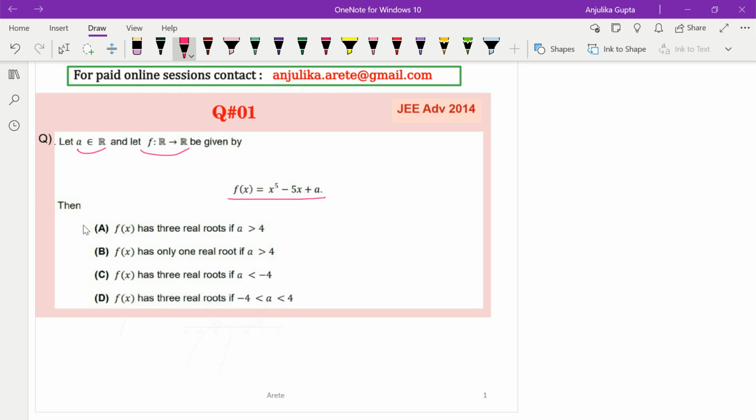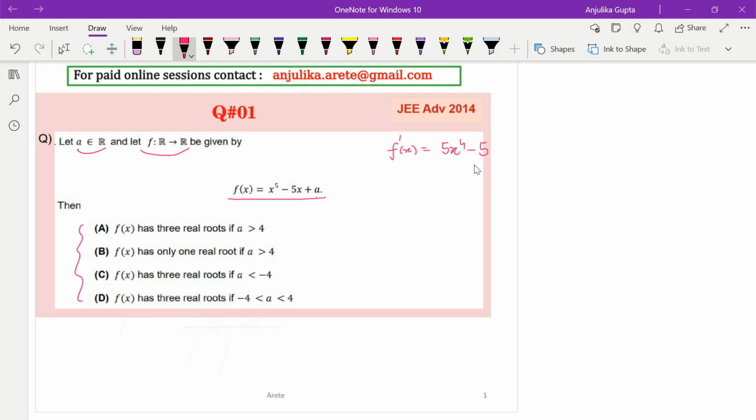And what are the options looking for? How many real roots they have, and how do they depend on the value of a? Because it is a fifth degree polynomial, and we don't know a, it is difficult to see how it will look. So the very first thing we are going to do is look for the derivative of f. So f prime of x is 5x to the power 4 minus 5.